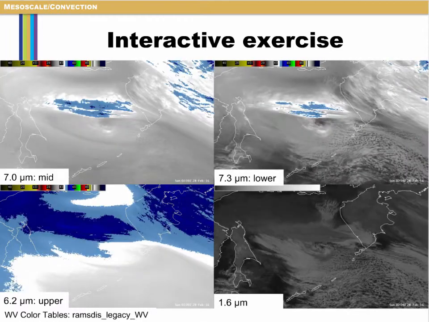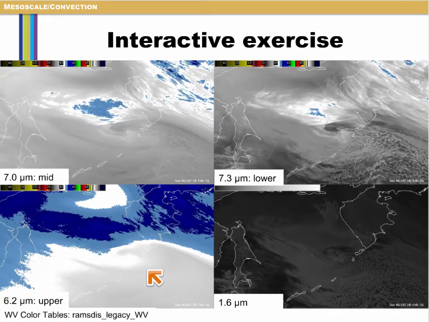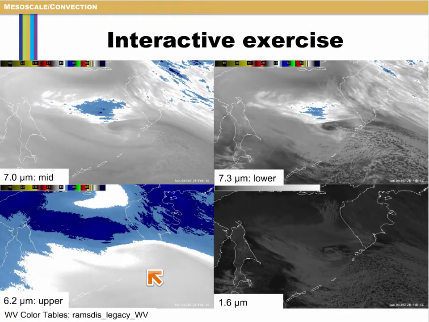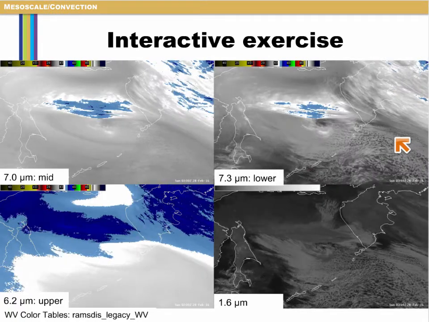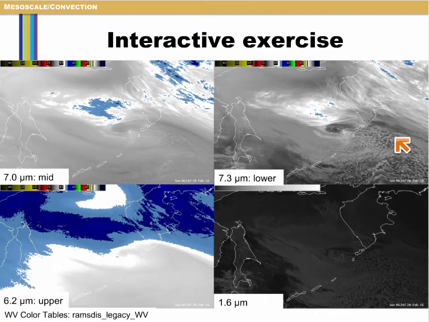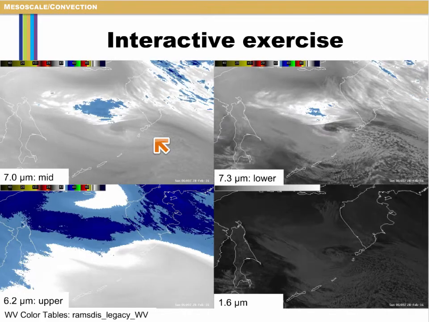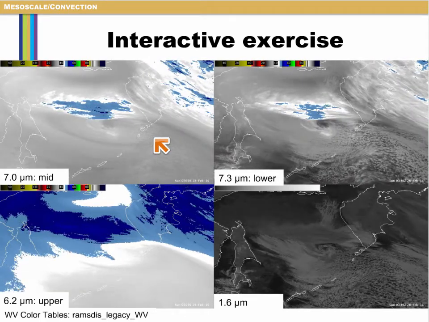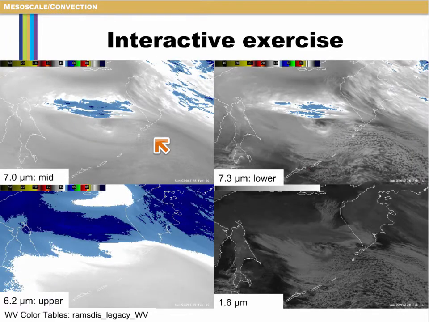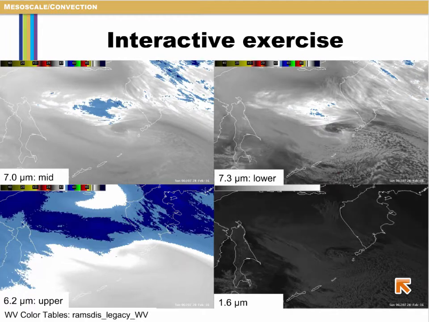The lower left panel must be the upper level water vapor band at 6.2 microns, since the mesolow does not show up. The mesolow shows up best in the upper right panel, so this is the low level water vapor band at 7.3 microns, leaving us with the mid level water vapor band at 7.0 microns in the upper left panel. The only question in the lower right panel is which visible band are we looking at.